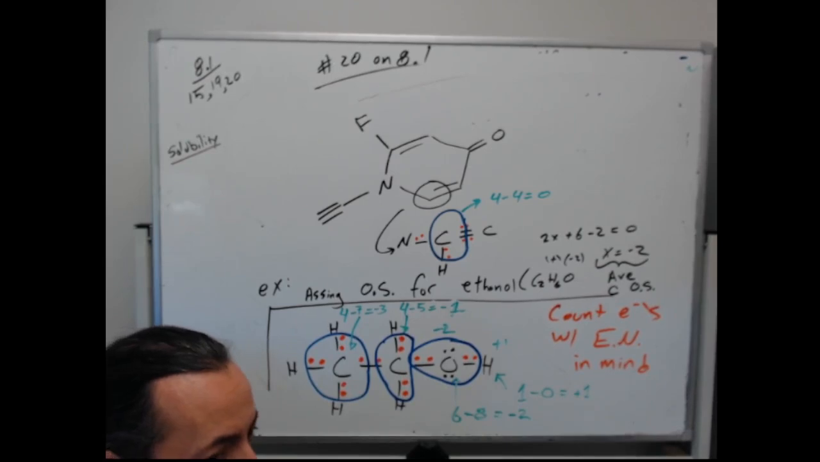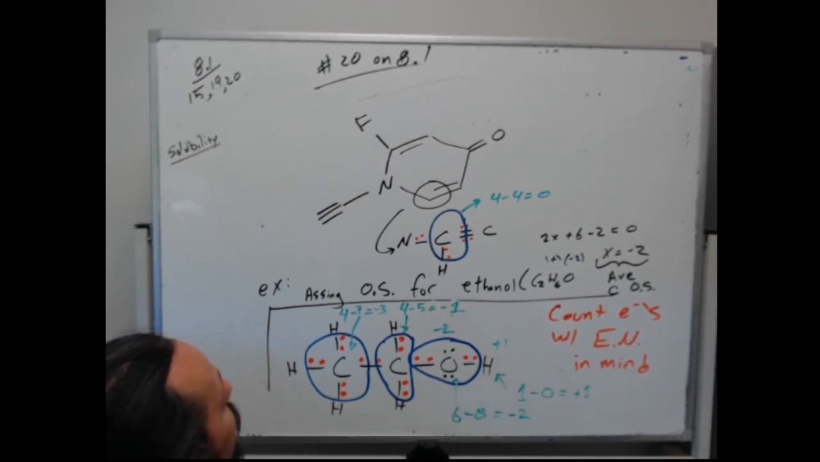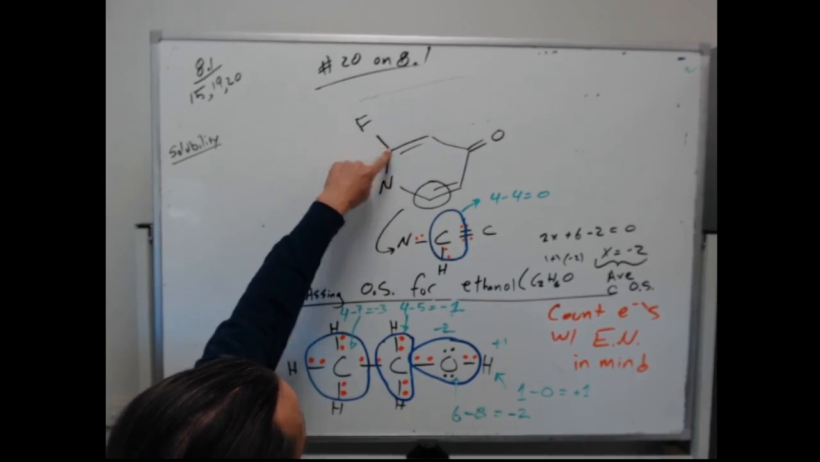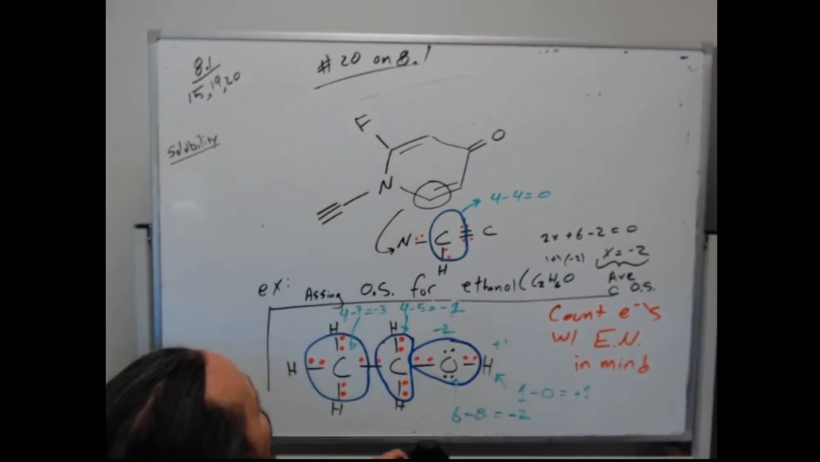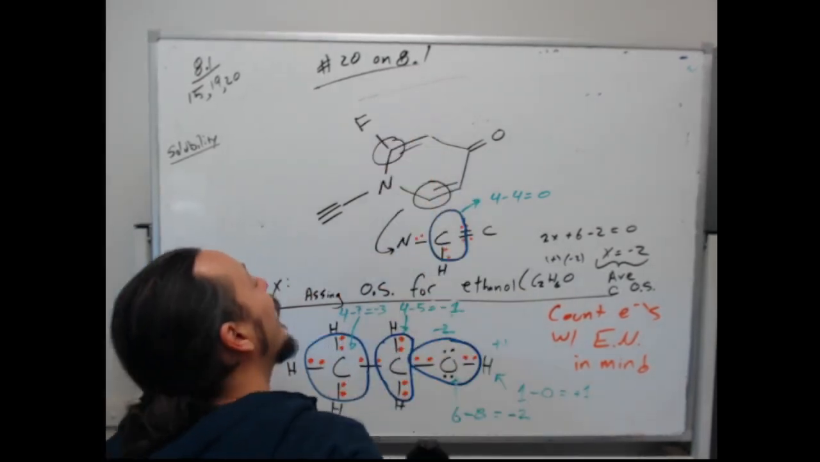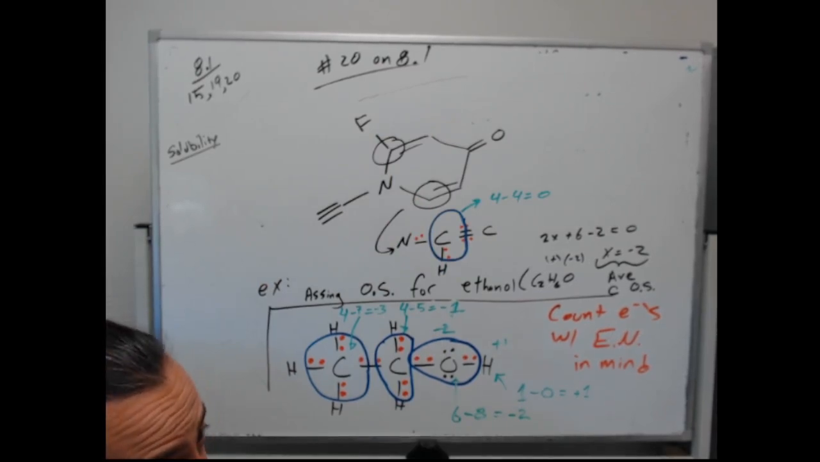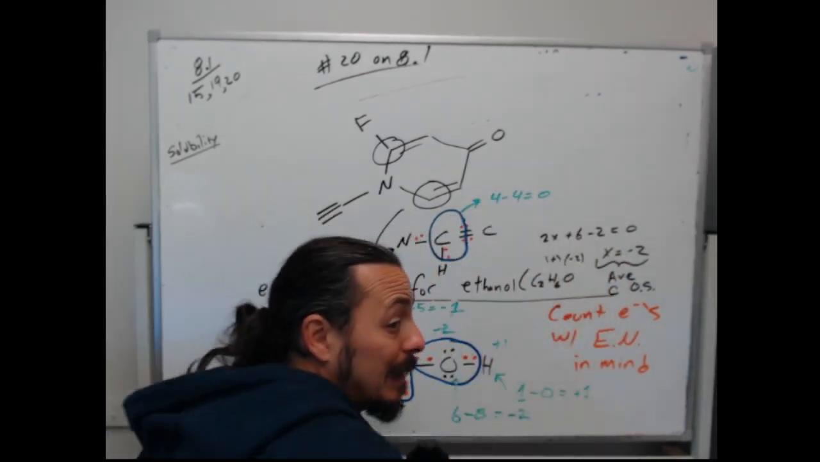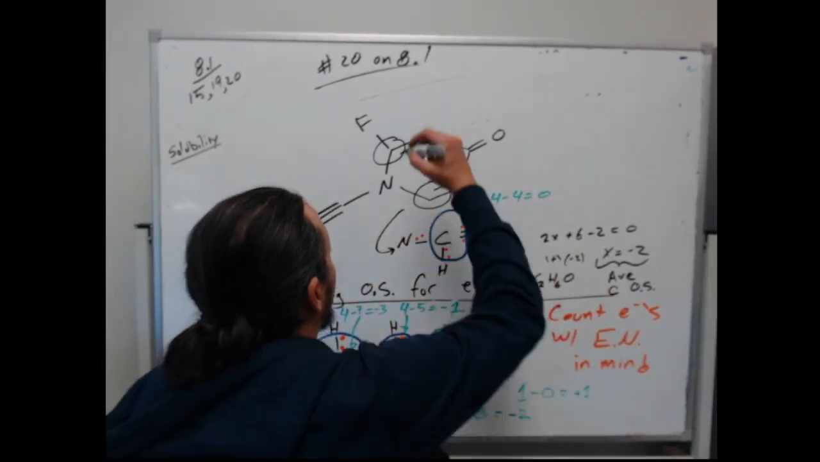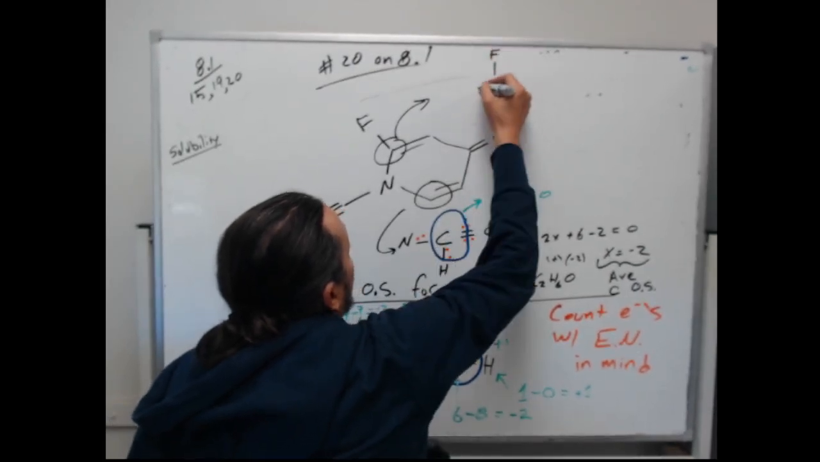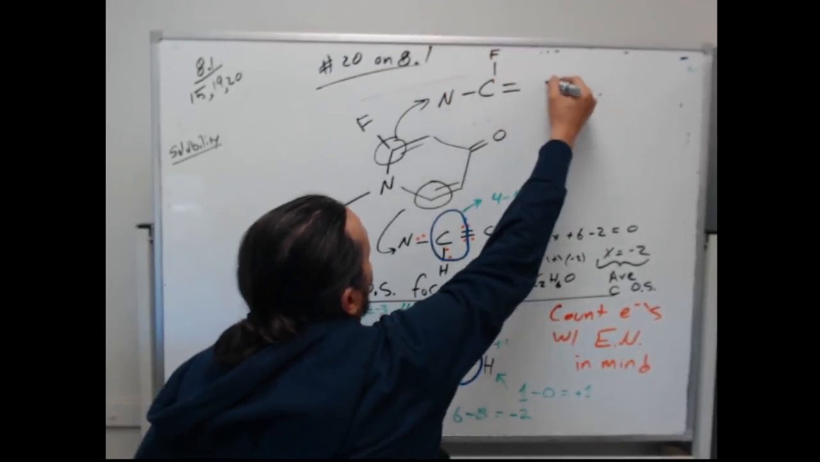Should we do another one? Sure. How about the one to the right, yeah, that one. Okay, if we're looking at this carbon, I can already tell it's going to have a different oxidation state because it's attached to fluorine. Fluorine is pretty electronegative, so I think it's going to be different. I'm going to draw carbon to fluorine to nitrogen to carbon.